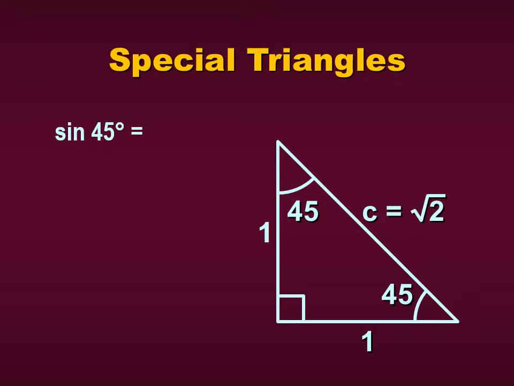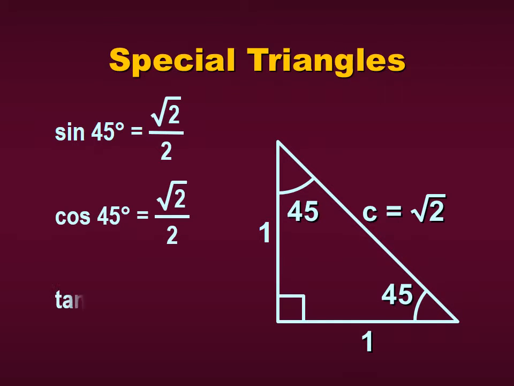So now we can find our trig ratios for a 45-degree angle. So sine of 45 is going to be 1 over the square root of 2, which of course we will rationalize by multiplying the top and the bottom by the square root of 2, which gives us the square root of 2 over 2. If we look at cosine, we still have 1 over the square root of 2, so we still get the square root of 2 over 2. Then tangent, which is opposite over adjacent, 1 over 1, which is 1.